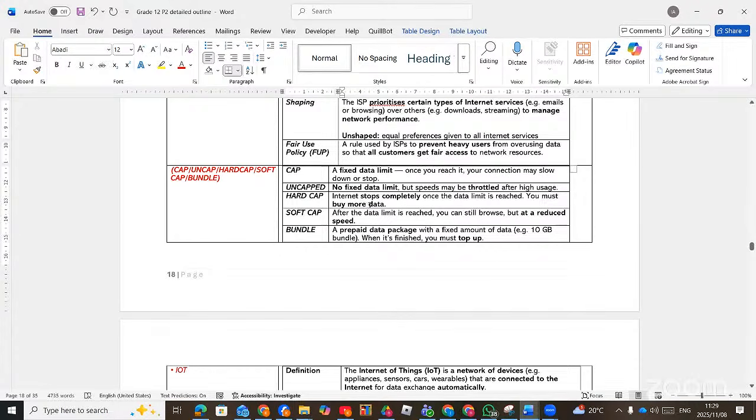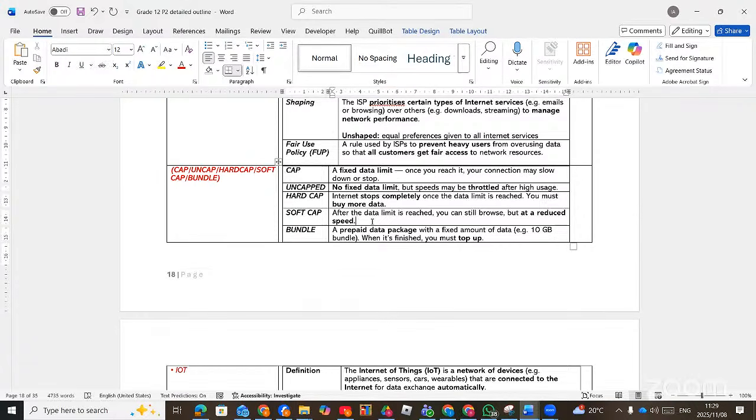Hard capped, internet stops completely once the data limit is reached. You must buy more data. Hard capped, when your data is finished, all the internet services will stop. Soft capped, after your data is reached, you can still browse, but at a reduced speed. Or you can use certain services, but then they reduce the speed for you. We call it soft capped.